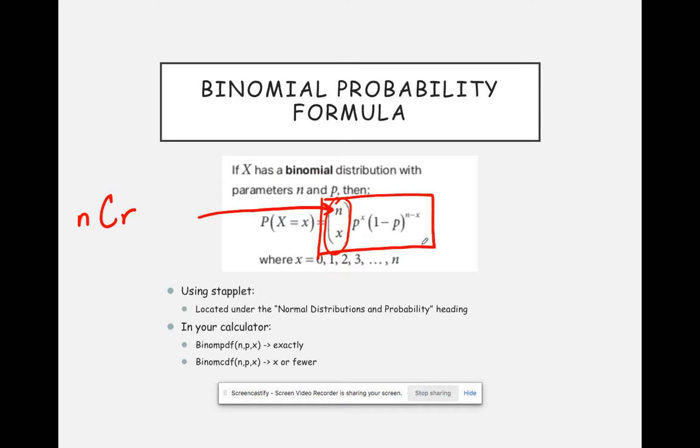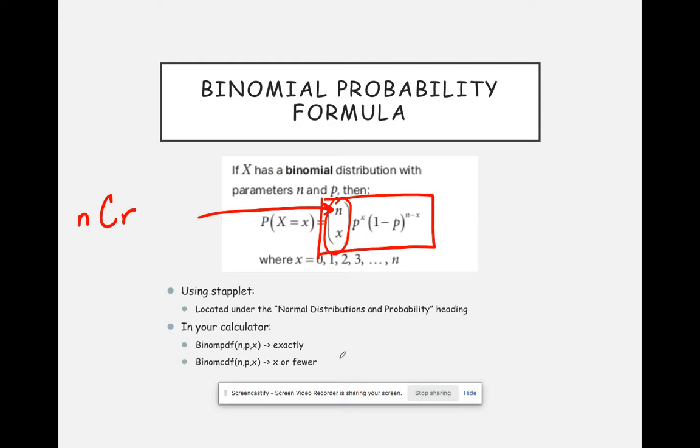You can also calculate probabilities using Statlet, and I'll show you that once we're finished with the notes today. It's located under the normal distributions and probability heading. So you'll see that title, and then right underneath it, it says binomial distributions. So clicking on that will open up the screen you need.